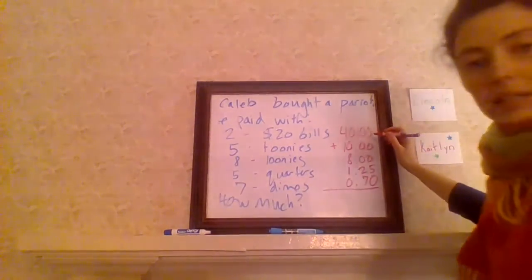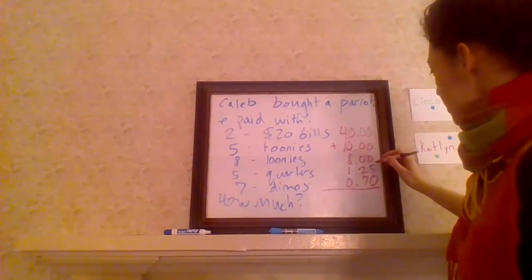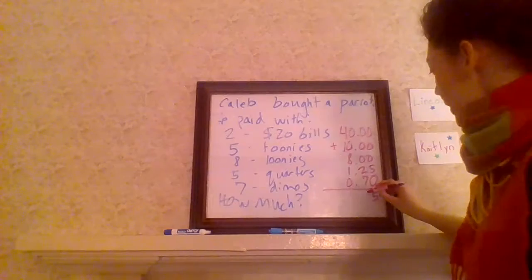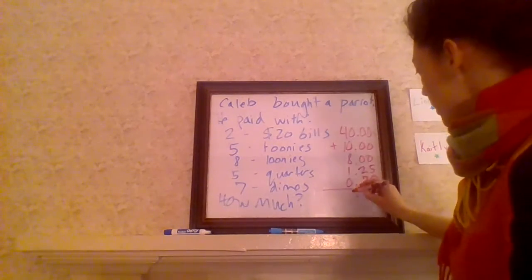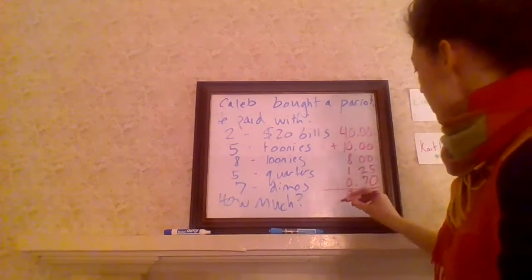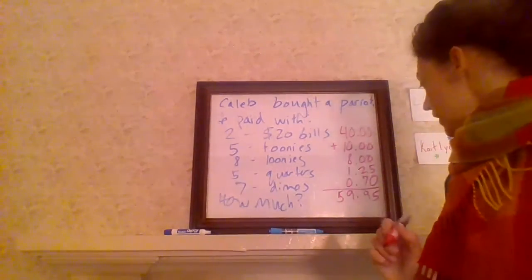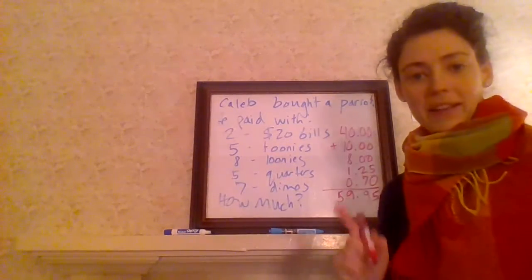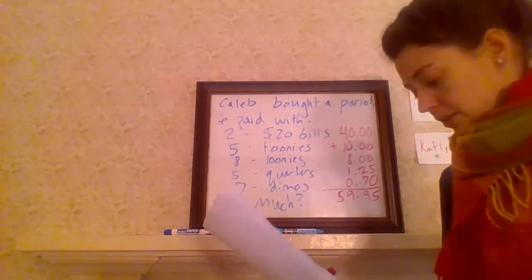Okay, so let's look. So we've got all our decimals lined up, and we go 0 plus 0 plus 0 plus 5 plus 0. So 5 and 9, decimal, 0, 0, 8, 1, 9, 4 plus 1, 5. So Caleb's parrot cost $59.95. That is actually a very good price for a parrot. So yeah, so that's it.